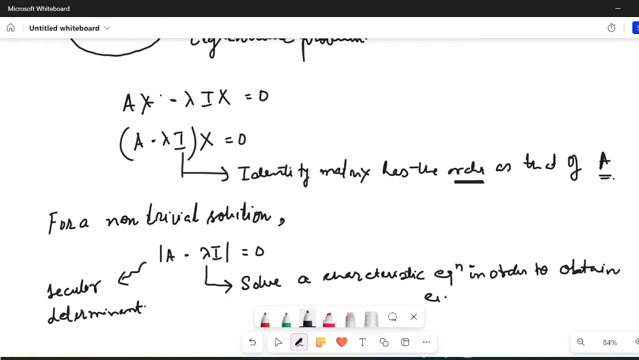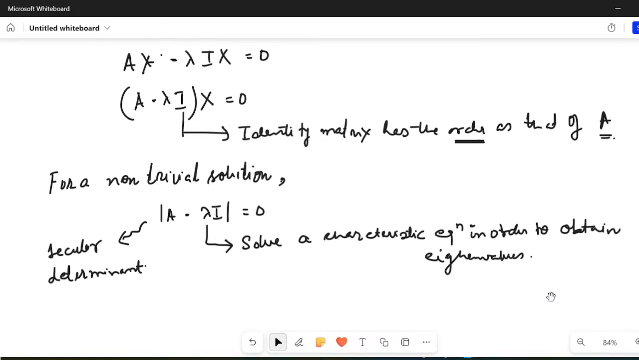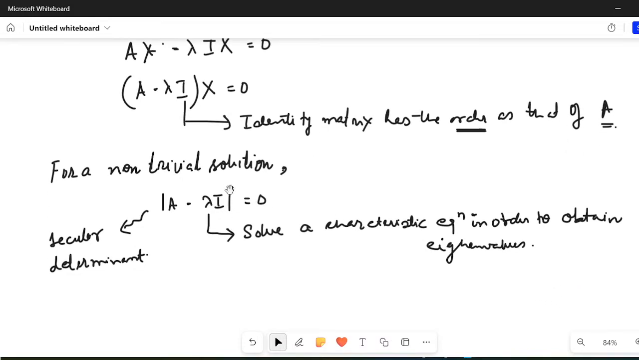I think this is something that you know, but still I have given you a revision. Please let me know if there is a lack of understanding anywhere. And why does this have to be equal to 0? For a non-trivial solution, the determinant of this matrix should be equal to 0. Are you getting my point?